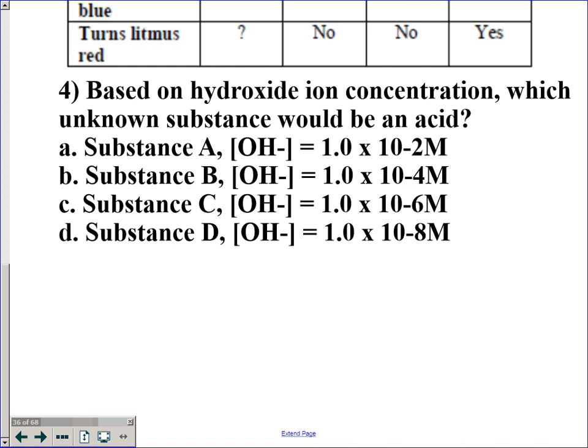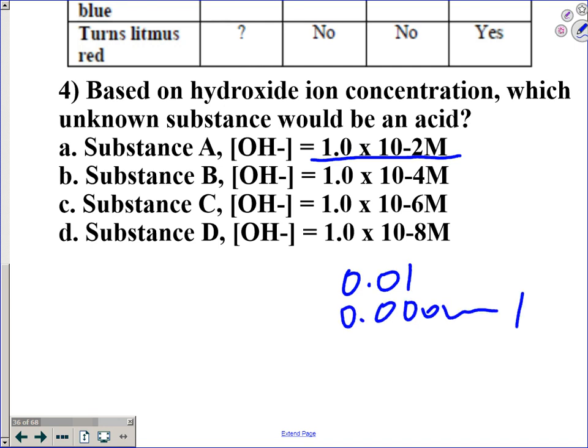You have just a crazy number of numbers out there. Okay, so I got a lot of 1s and a lot of 4s. So which would be an acid? You guys tell me first. Is this a large or a small concentration? Relatively, no. That is large. That is 0.01 versus this, which is like 0.000001. That is a large concentration of hydroxide compared to all these.